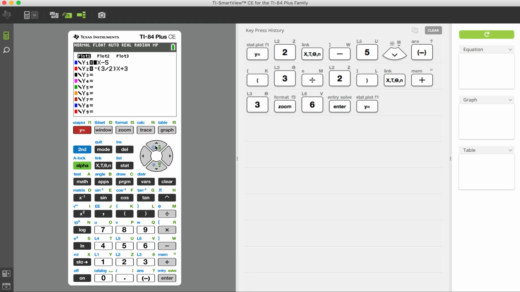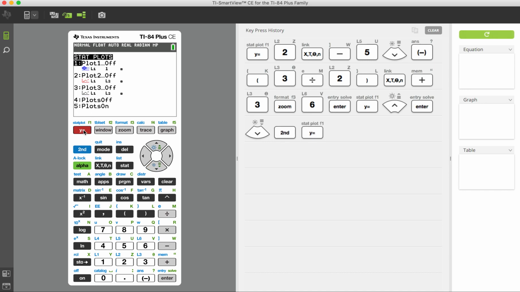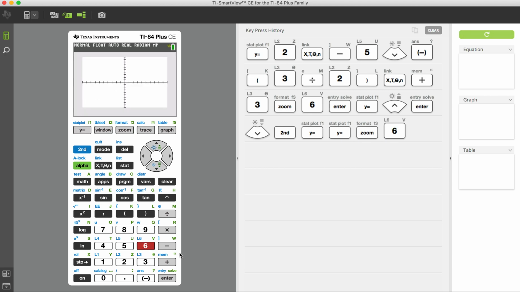So there's a couple ways to fix that. Number 1 is go up to it so it's blinking on there and press enter. That will actually turn the plot off, and now you can graph your lines. The other way you can do it is go to second and stat plot and go into one of these plots. If one of them says on instead of off, go into the plot and turn it off. Okay, so now we should be able to see our two equations when we do zoom 6.